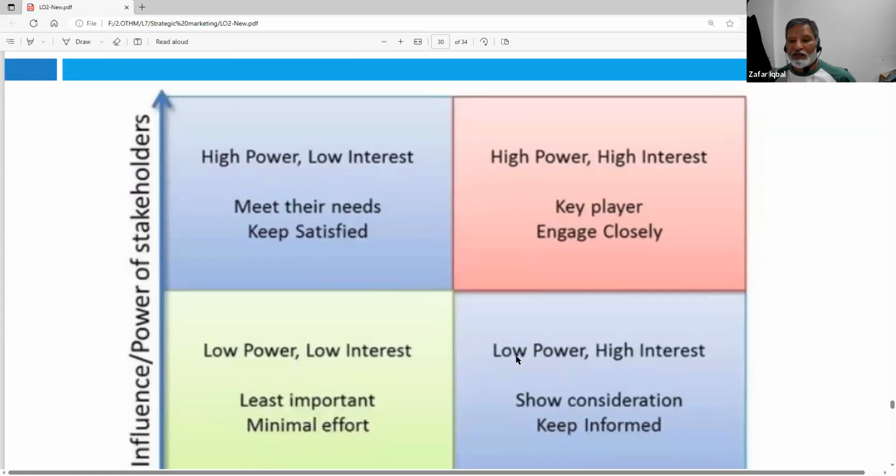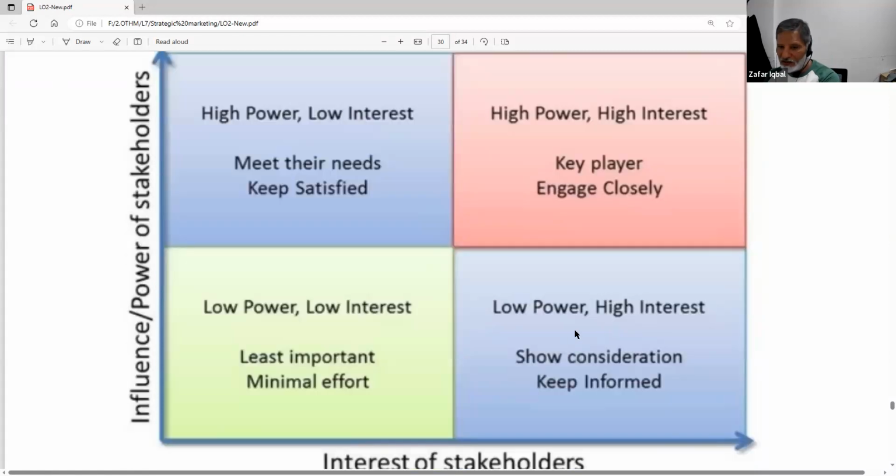And then there will be some people with lower power but high interest. We need to take them into consideration as well, keeping them informed and engaged, because they have high interest but low power. For example, general management, general users, or a lot of the public have high interest but low power. So we must take these into account.